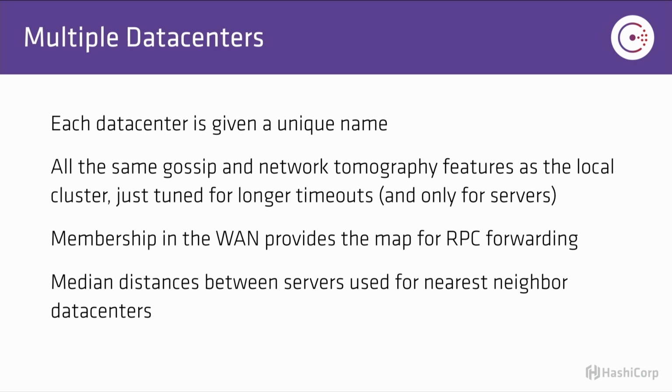And then for network tomography purposes, we use the median distance to the servers. So we treat the servers as kind of a bucket. So we know that the US one is 100 milliseconds from Asia because we just take the median round trip time between my chunk of servers and that chunk of servers.